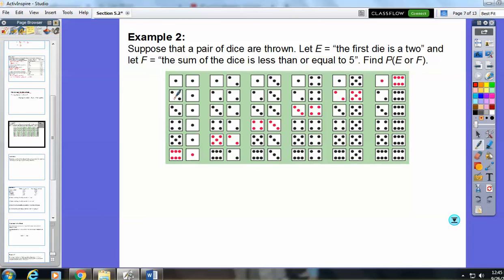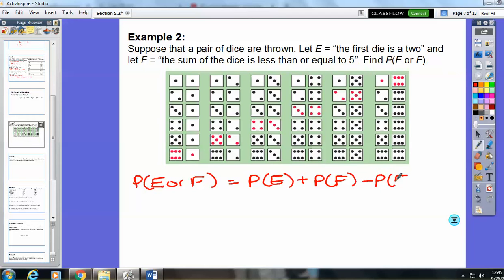So a pair of dice are thrown, and I just illustrated every possible outcome up here. Let E be the event the first die is a 2, and F be the sum of the dice is less than or equal to 5. Find the probability of E or F. So, that's the probability of E plus the probability of F minus the probability of E and F happening. The probability of E, the first dice being a 2.